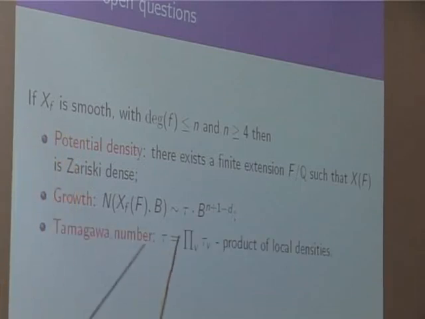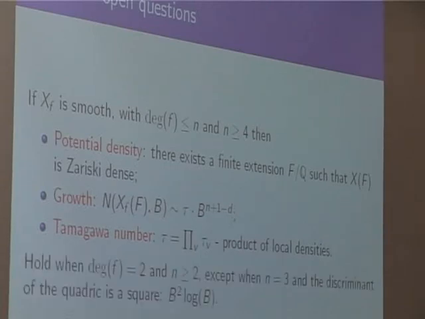Finally, this constant should be a product of local densities, just like predicted by the circle method. So in dimension bigger or equal than 3 for hypersurfaces, these are sort of basic expectations. Any result in this direction would be great. So what happens in low degree, in degree 2?